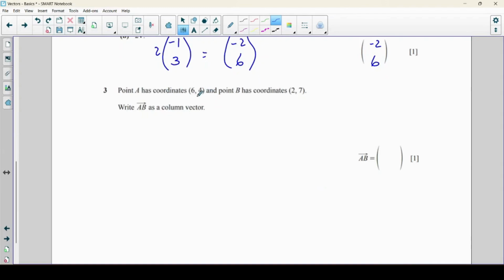Okay, point A has coordinates 6, 4, point B has coordinates 2, 7. So 6, 4, well that's kind of a crossover to the right and up a bit.